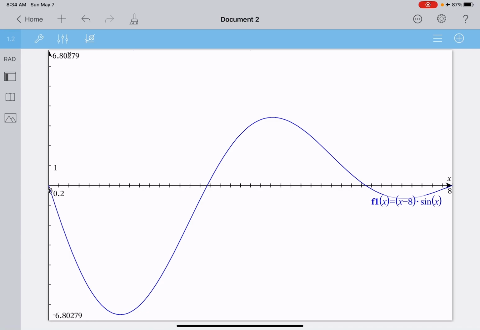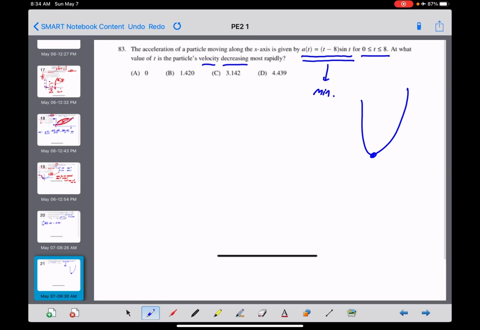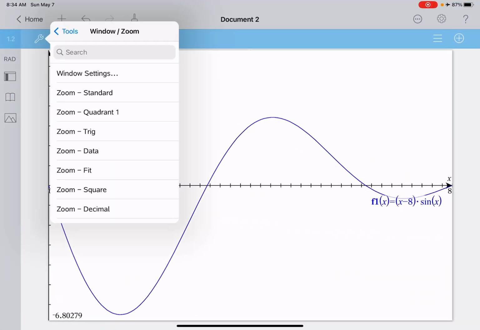So this trough here, guys, this low value on the curve, is the spot where acceleration is the lowest, and that tells us that velocity is decreasing the fastest at that spot right there. Now, if I was in a real hurry, I would take a look at these 4 answers and say that my answer is probably B for number 83, because that looks like the x value at which this minimum occurs. But if I got a little bit more time, let's do this right.